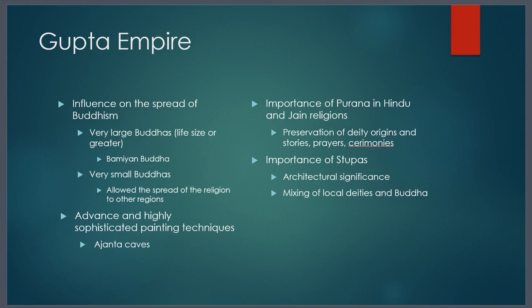And the problem with trying to label art as falling in the Gupta Empire is because some of these Puranas have been around for centuries, and it's almost like a collected work. So it's very hard to tell which dynasty or which empire or which time frame some of these works have come from. But they are collected in this work, and it's very important.